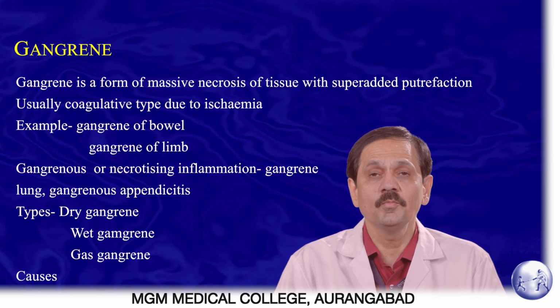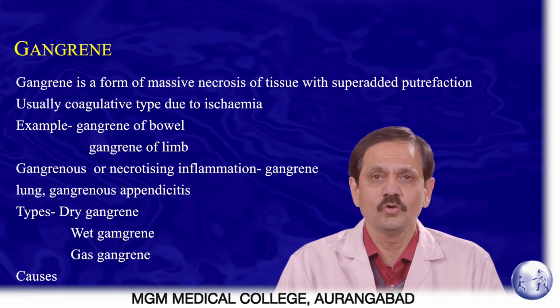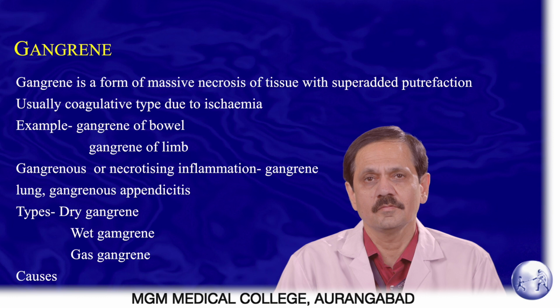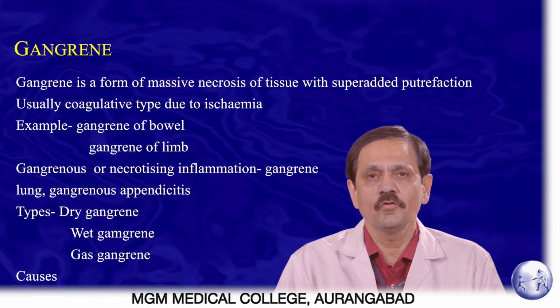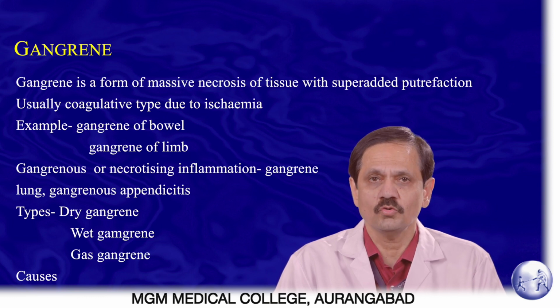Now, we have seen necrosis, so we will switch over to the next topic, that is gangrene. What is meant by gangrene? Gangrene is nothing but massive necrosis to which putrefaction is added. So, what is putrefaction? Putrefaction means decomposition of the tissue because of saprophytic bacteria.